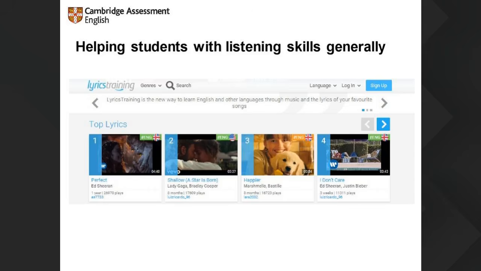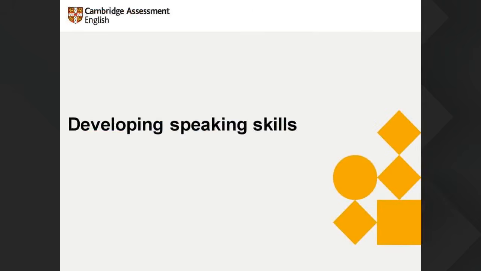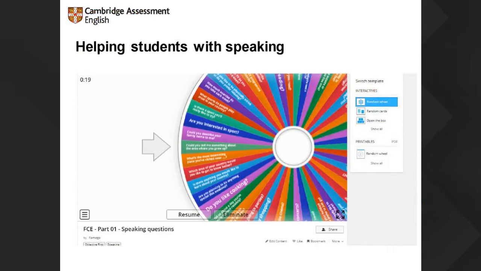Lovely. Okay, we'll finish off with a look at speaking. Victoria, where are we going to start? Yeah, we're going to start with some resources that you can use to practice speaking in class. So in this case, general questions that you can use as a warm-up activity to get students to interact and work in pairs. Yeah, this is a really nice practice for part one of the speaking test.